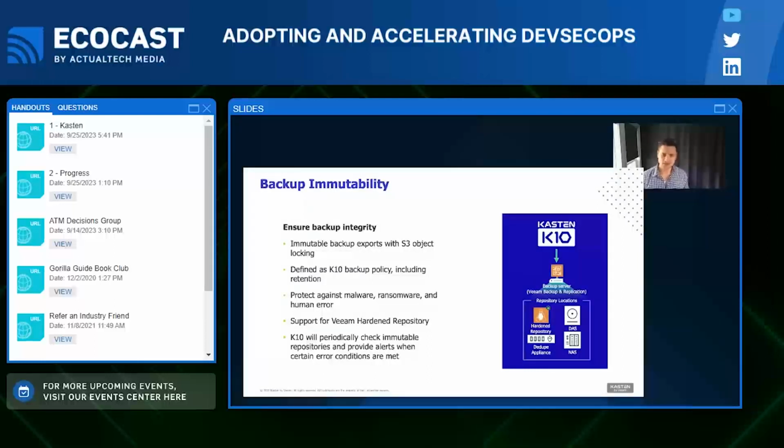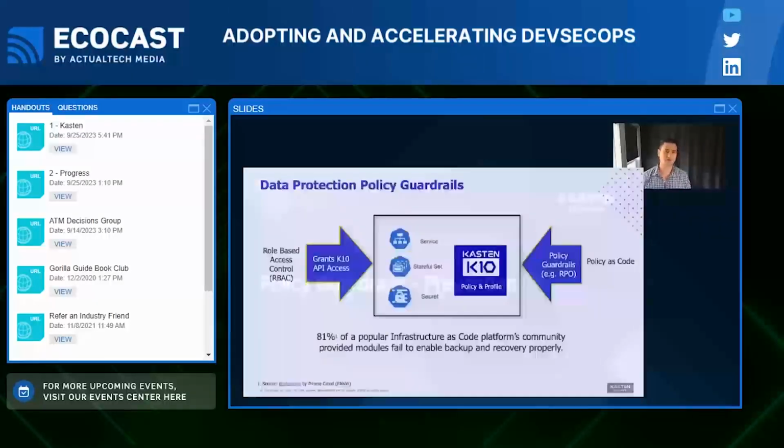We talked about support for the Veeam hardened repository. Veeam VBR 12 introduced immutability into the repository. We are a Veeam company, so we fully integrate with Veeam VBR, although it's not required. So if you do not have Veeam today, but you have a Kubernetes distribution that you need to protect, Kasten can still help you. We are deployed within Kubernetes, so we integrate with Veeam, but we are not part of VBR. And then Kasten K10 will periodically check immutable repositories and provide alerts in case we see that the repository has been deleted or if certain conditions aren't met. Maybe for some reason the immutability flag has been turned off.